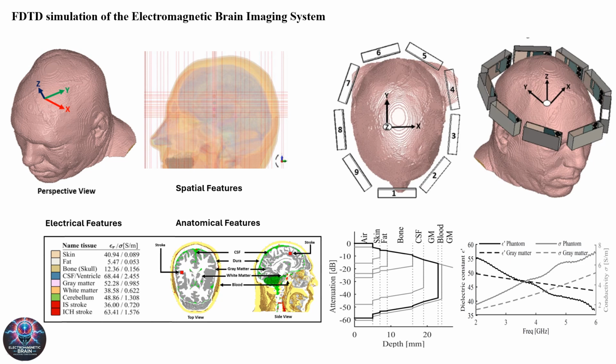At the bottom of the slide, the dielectric properties of these tissues are demonstrated, which are dispersive, meaning they vary with frequency, which is accurately captured using the fourth-order Cole-Cole equation in the simulations. This level of detail is essential for designing and implementing the hardware and software components of brain imaging systems, including antenna elements and image reconstruction algorithms.